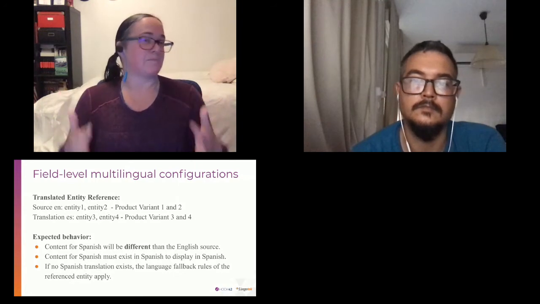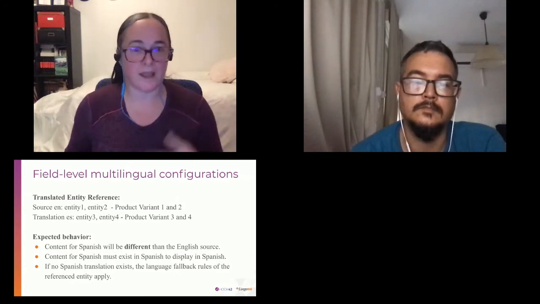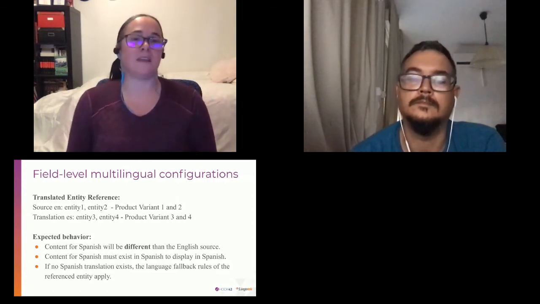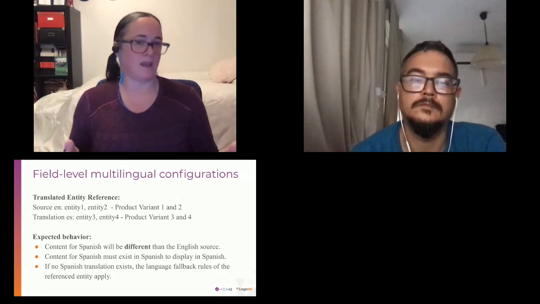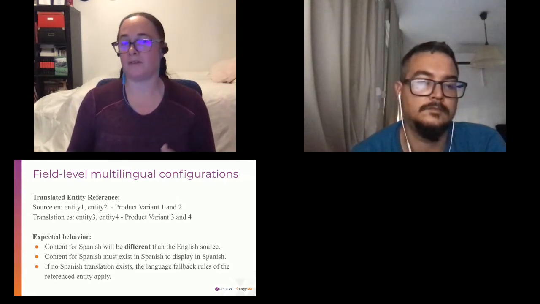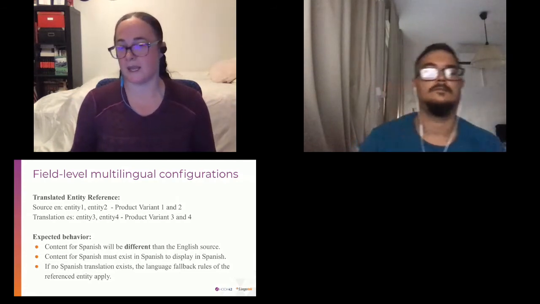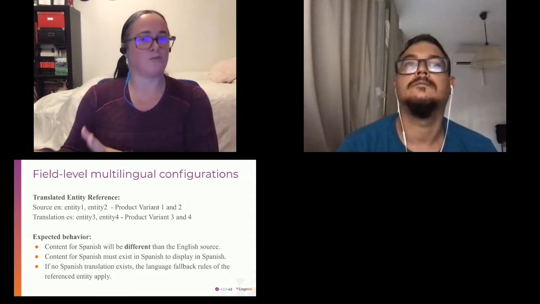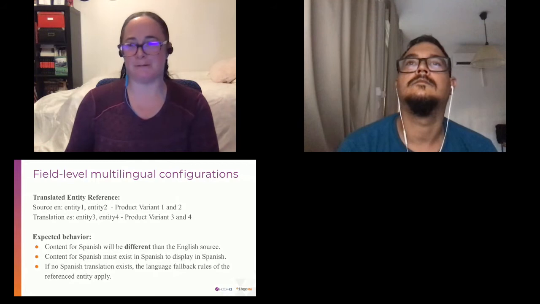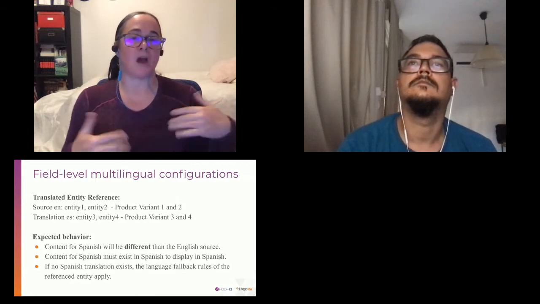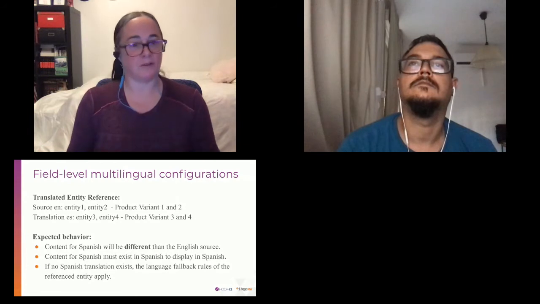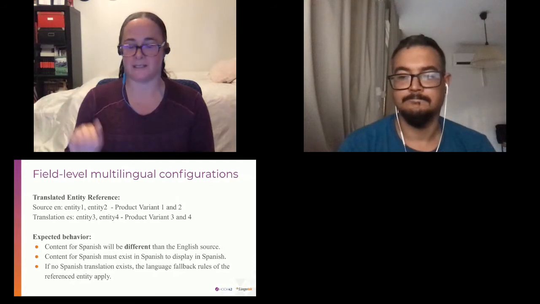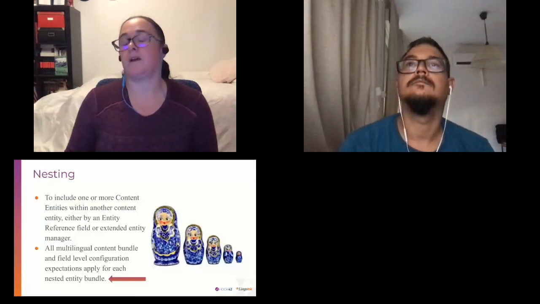We're seeing a pattern here, and we're going to make sure that we reference this pattern over and over. But the nesting itself is to include one or more content entities within another content entity, either by an entity reference field or extended entity manager. And I'm calling that roughly something similar to Layout Builder. All multilingual content bundle and field level configuration expectations that we just talked about apply for each nested entity bundle the same way, right?